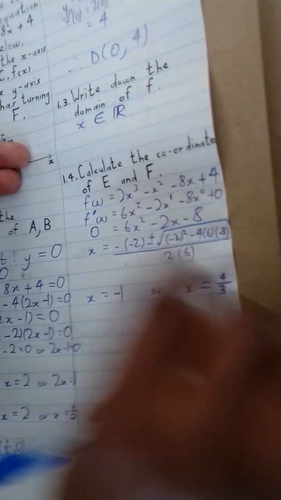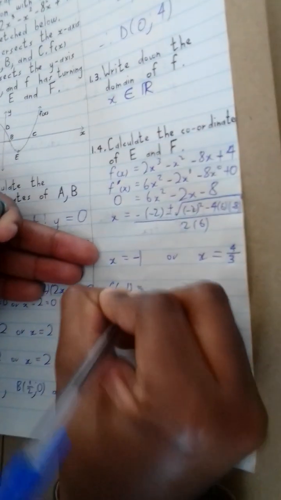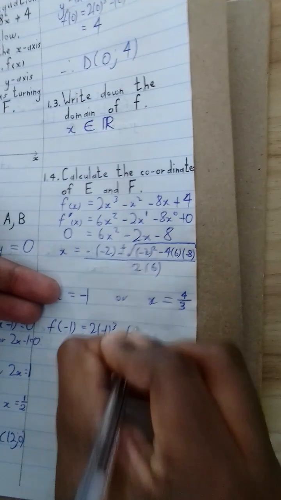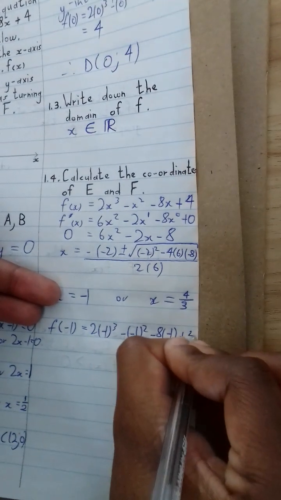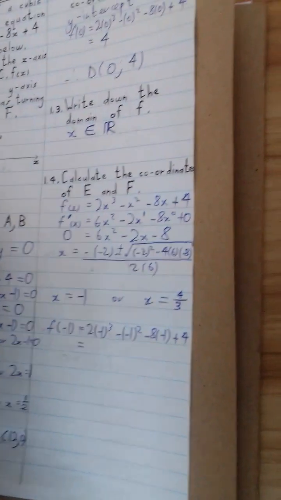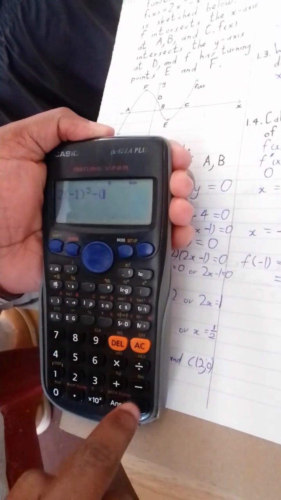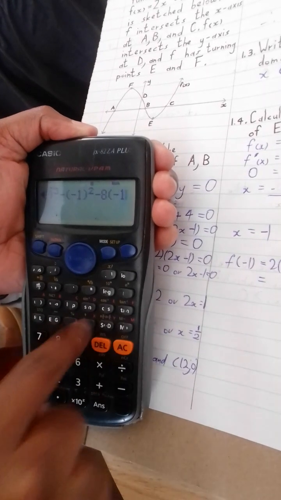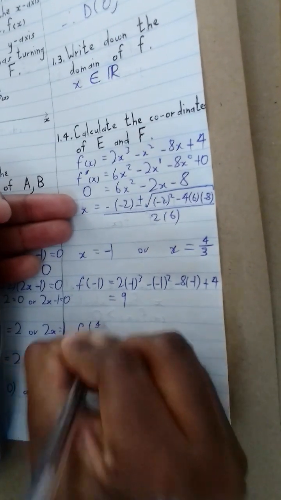Then we substitute these, not into the derivative formula, but into the original formula. f of negative 1 is 2 times negative 1 cubed, and so on, plus 4. Then we calculate f of 4 over 3.